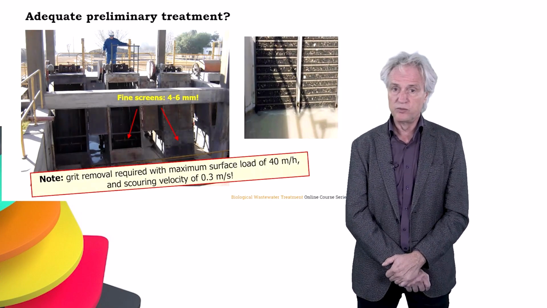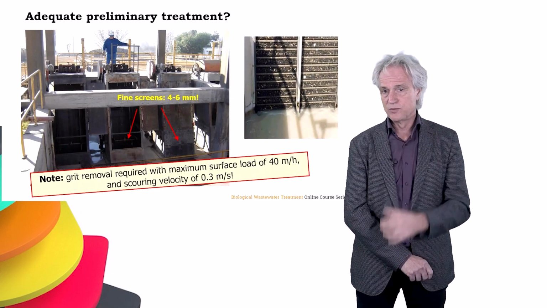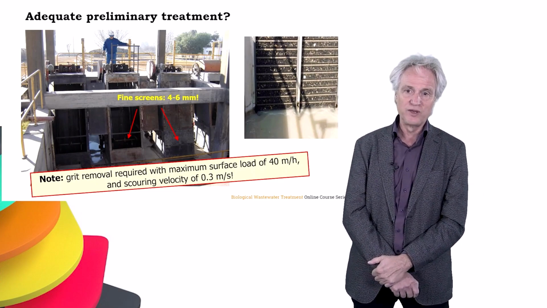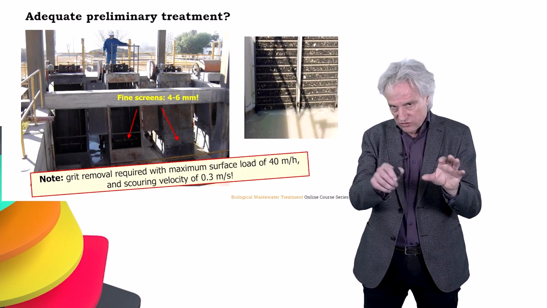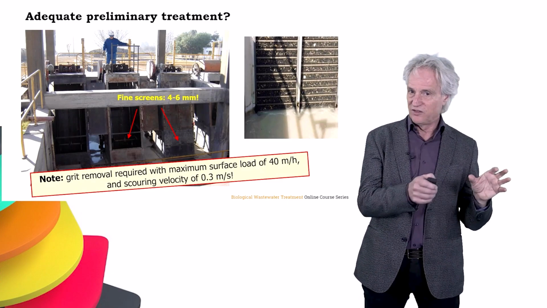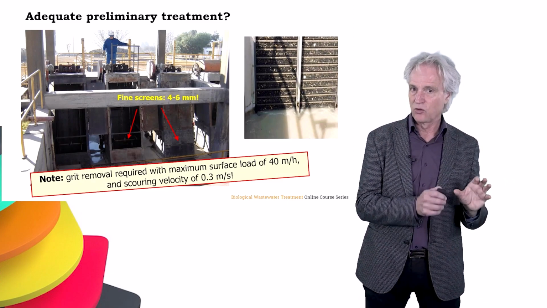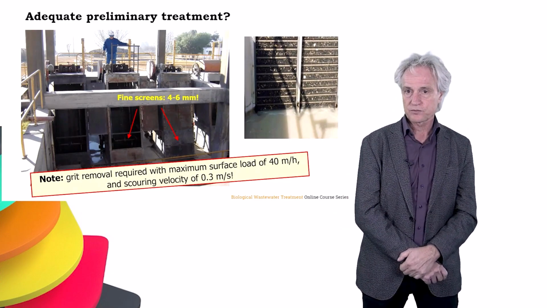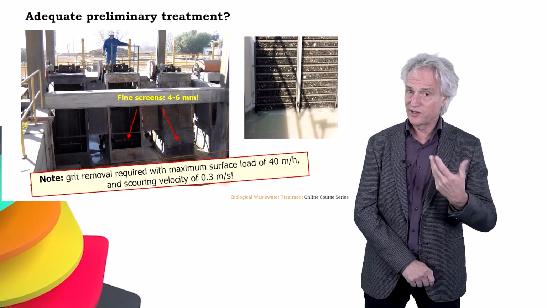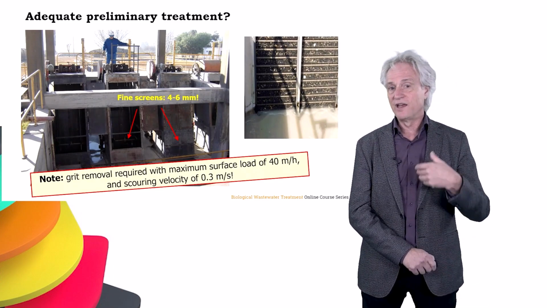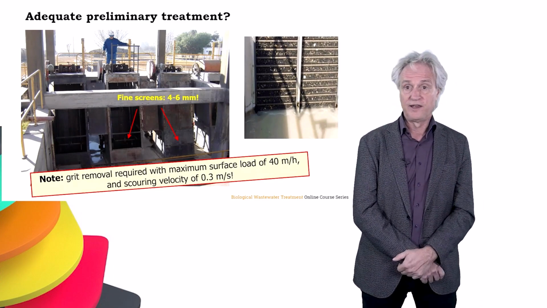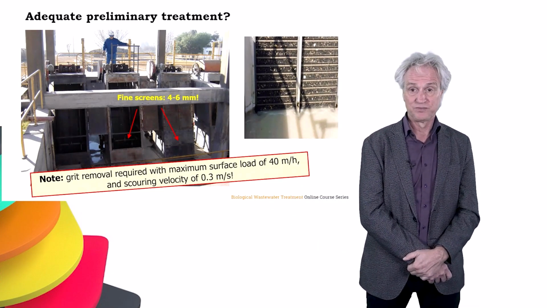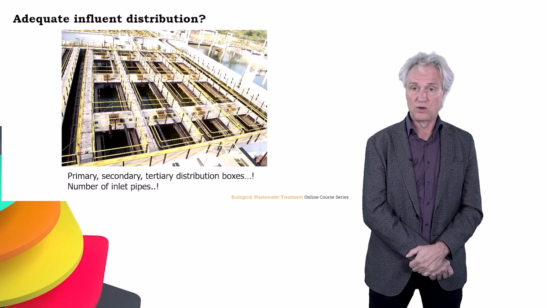And also sand should be removed. Note that the maximum surface load of grit removal should be 40 meters per hour and the scouring velocity 0.3 meters per second. Well, we don't discuss that in this series, but this is preliminary treatment that is also needed for an anaerobic reactor treating sewage. And if not, then sand will accumulate in the anaerobic reactor and may cause blockages and accumulation of a huge amount of sand inside the anaerobic sludge. Something we don't want.